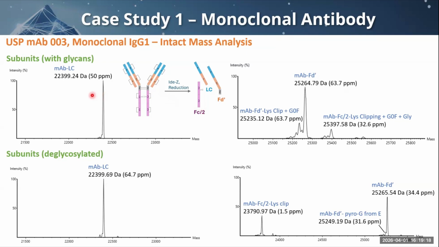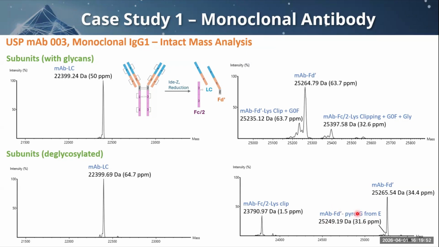These two spectra at the top are with glycans, at the bottom, deglycosylated. You have your light chains for both with glycan and without glycan. And then you see the other 2 subunits as well. We've got the Fd prime and the Fc/2. The Fc/2, as expected, is glycosylated. And then here it's deglycosylated sample, and we don't see any glycosylated species.